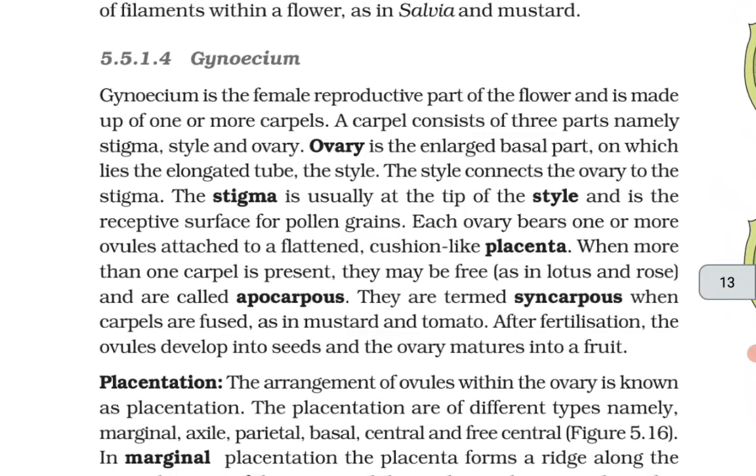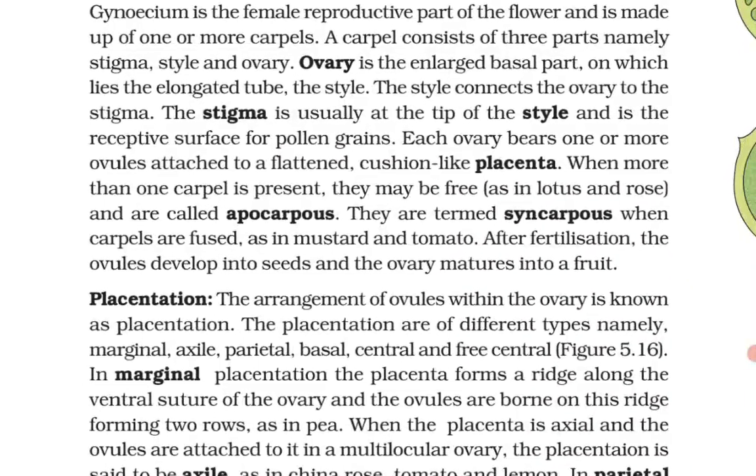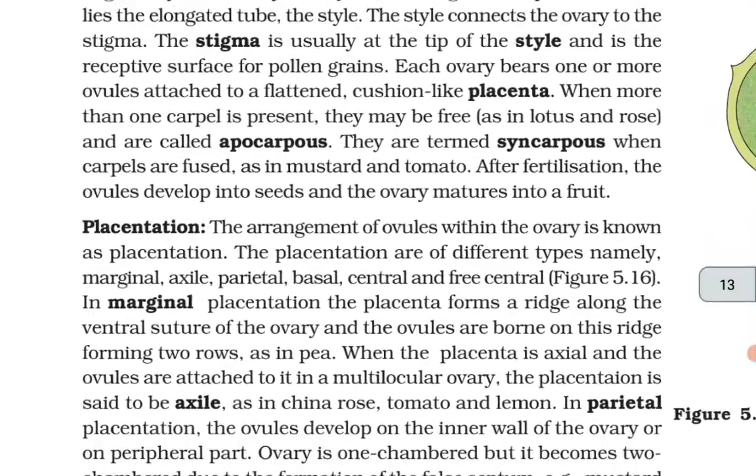Each ovary bears one or more ovules attached to a flattened cushion-like placenta. When more than one carpel is present, they may be free, as in lotus and rose, and are called apocarpous. They are termed syncarpous when carpels are fused, as in mustard and tomato. After fertilization, the ovules develop into seeds and the ovary matures into a fruit.